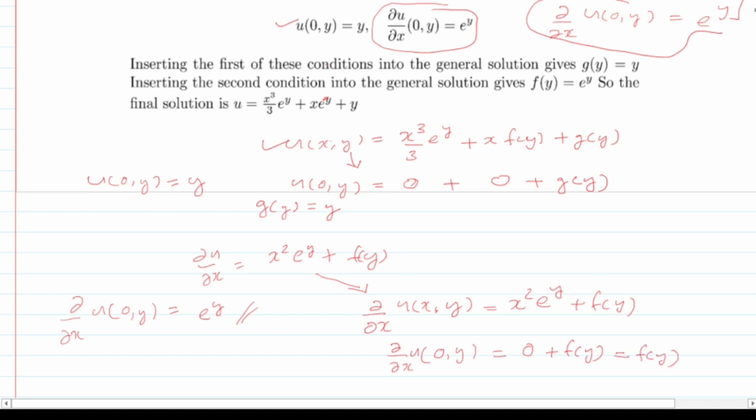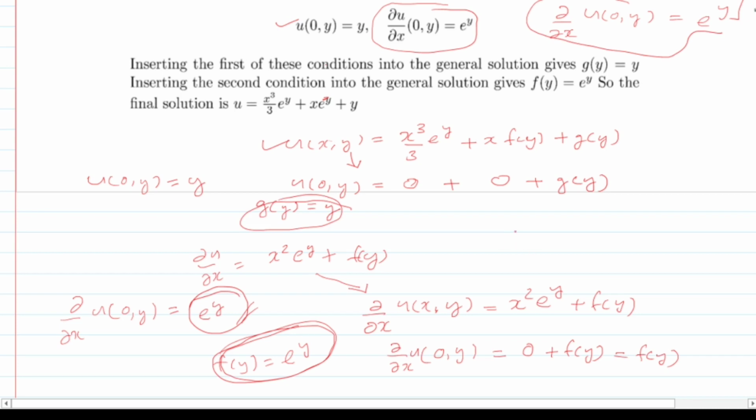But from the initial condition it is given that that is equal to e raised to y. So f of y is equal to e raised to y. So in this case we got two things. One is f of y equal to e raised to y, and g of y equal to y.